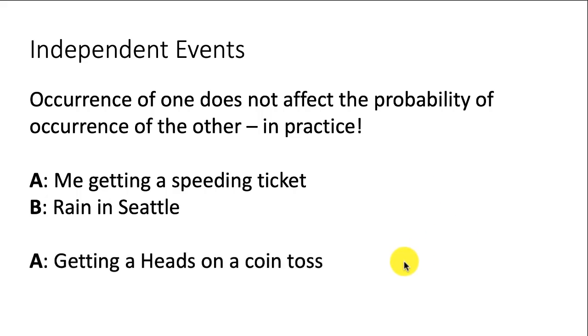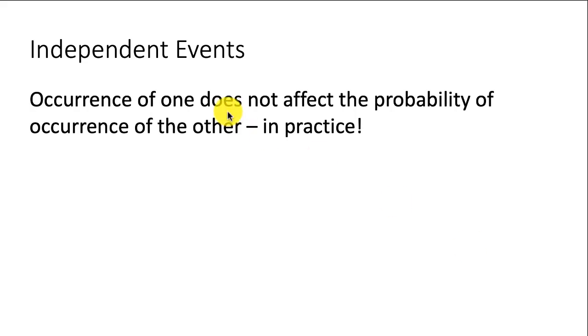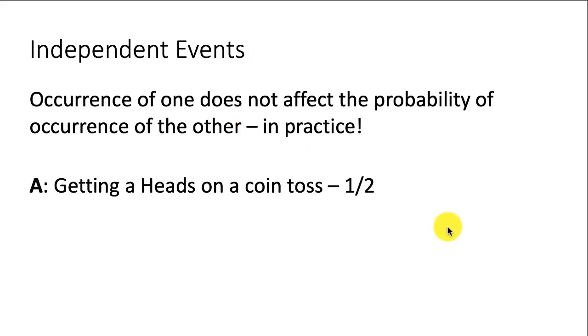A more traditional example is, suppose you toss a coin. The probability of getting a head on this coin toss is completely independent of, let's say, you roll a die and the probability of getting a 2 on a die roll. That is, you toss a coin, you roll the die, there are many possibilities and all of them can occur. The coin toss has no impact on the die, or the die roll has no impact on the coin toss. These are independent events. The occurrence of one does not affect the probability of the occurrence of the other.